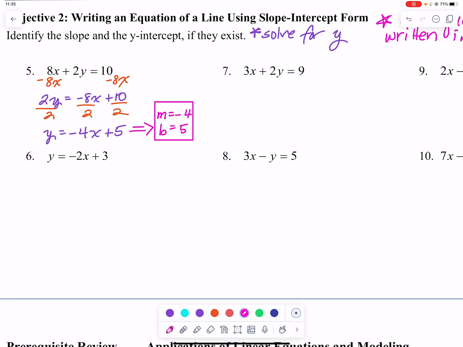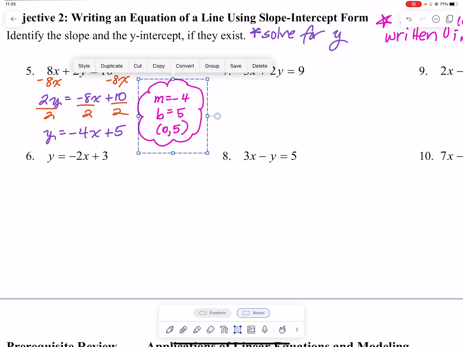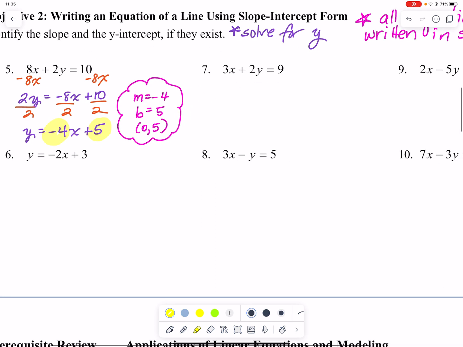Okay, looking at number 7, we could also say the intercept is at 0, 5 if we wanted. That's the point from the intercept, and we have that because of this 5 and this negative 4.